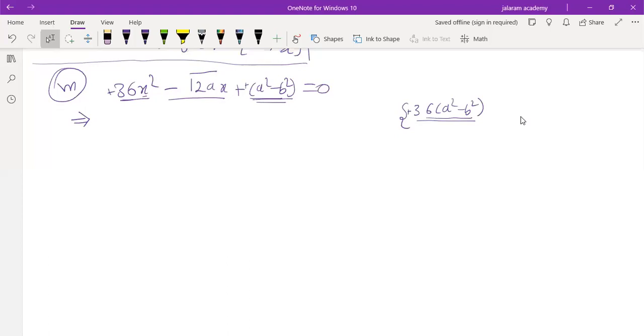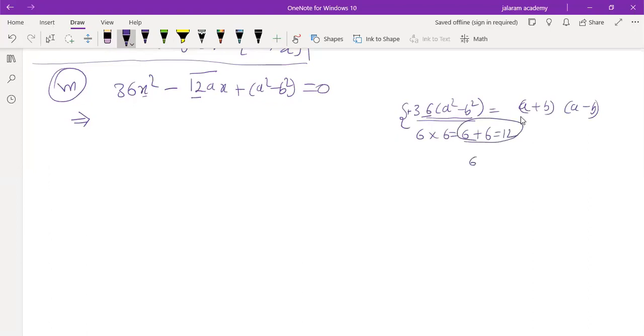If we consider this number a square minus b square as positive. Understood? So how to factorize this? We know that a square minus b square equals what? Factors are a plus b into a minus b. So now we have to factorize 36 also. Factors of 36 are 6 into 6, which makes the sum 12. Okay, 6 plus 6 equals 12.